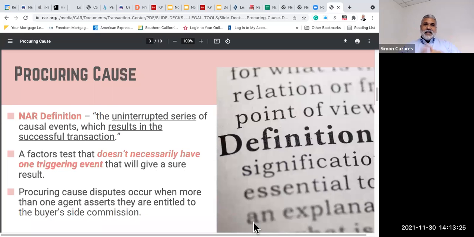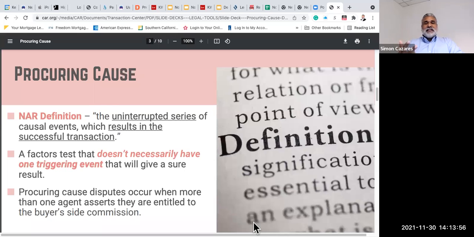So the opinion of the National Association of Realtors is, well, that agent, and that can be myself, Christine, or anyone on this call, as the procuring agent in the successful closing of the transaction. It's a factor test that does not necessarily have one trigger event that will give a sure result. So there are many factors in place, right? One, you have to have a buyer. You have to have a qualified buyer.